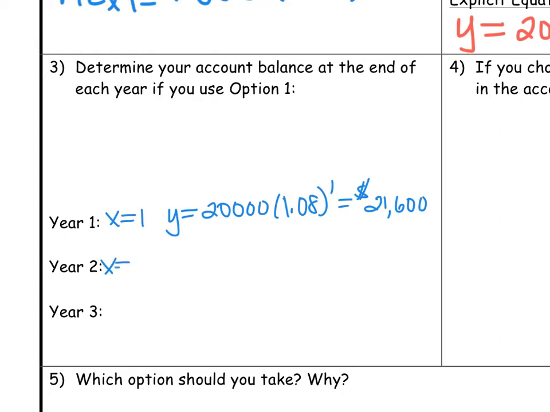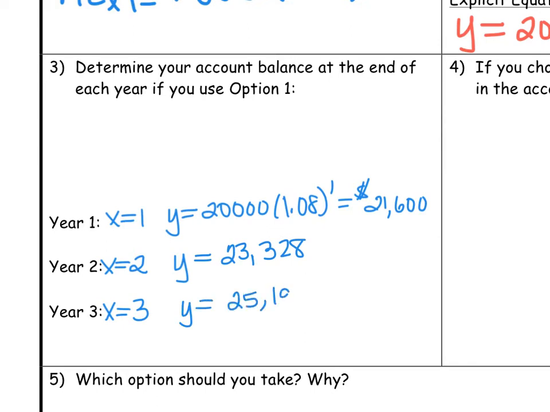Okay, year 2, that's when x equals 2. That's the number of years. And year 3 is when x equals 3. Again, what we're doing is just taking out this x and replacing it with 2, and replacing it with 3. After 2 years, interest and your original $20,000 is $23,328. And then at year 3, you have $25,194.24.